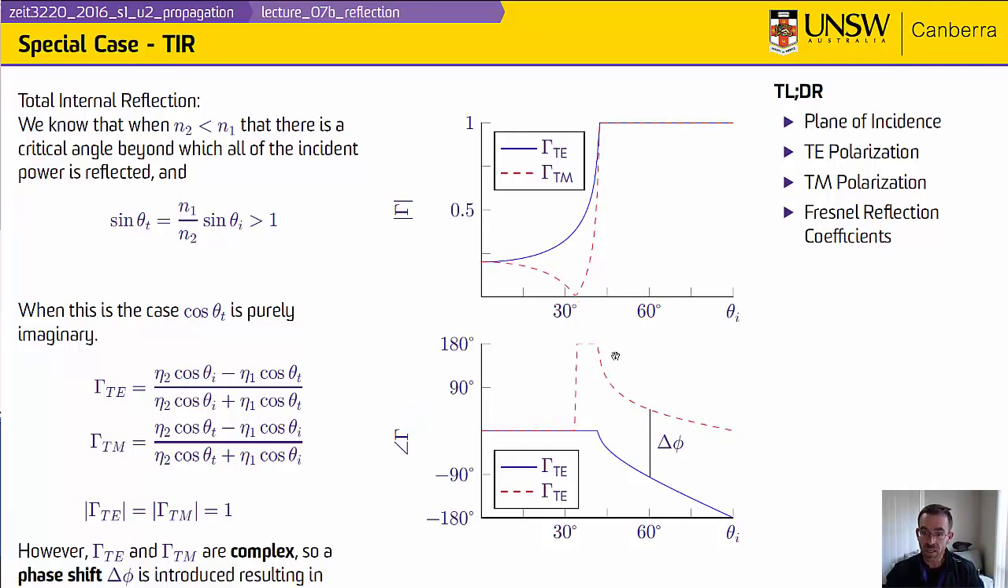Okay. But then we see for these two reflection coefficients that once I exceed the critical angle, so here's my critical angle for this particular geometry, there's my critical angle, I can see that there is a phase shift that's introduced between the two polarization states. So here I have equal amplitude. They both have a reflection coefficient amplitude of 1. All of the power is reflected.